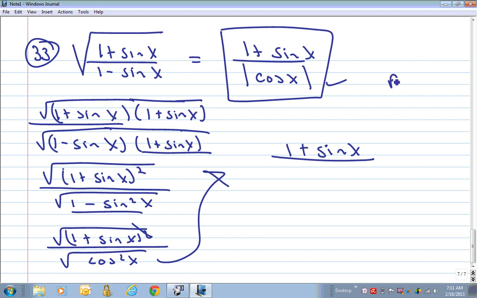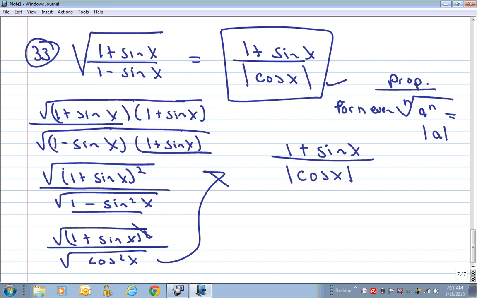Well, here's your property, and it's in your book earlier in the year. I'm going to write the property out. For n, when n is an even root, and you have a to the n power, when the even root and the power are the same, you're going to get the absolute value of a. That's why we have an absolute value. So the square and the square root are the same. We're going to have the absolute value of cosine x. And we have now verified.